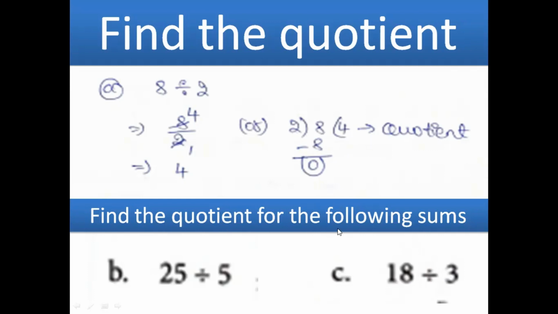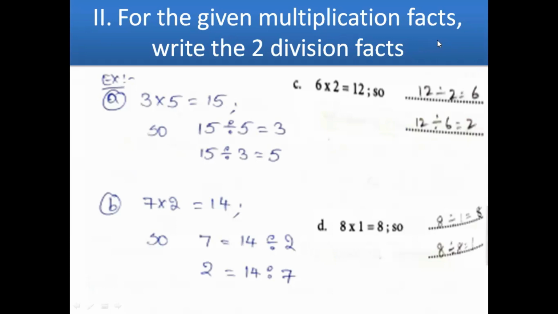Do the remaining. For the given multiplication facts, write the two division facts. For example, 3 into 5 is equal to 15. 3 5 ja 15. So 15 divided by 5 equals 3: 5 1 ja 5, 5 2 ja 10, 5 3 ja 15. And 15 divided by 3 equals 5: 3 1 ja 3, 3 2 ja 6, 3 3 ja 9, 3 4 ja 12, 3 5 ja 15. Okay, 15 divided by 3 is equal to 5.